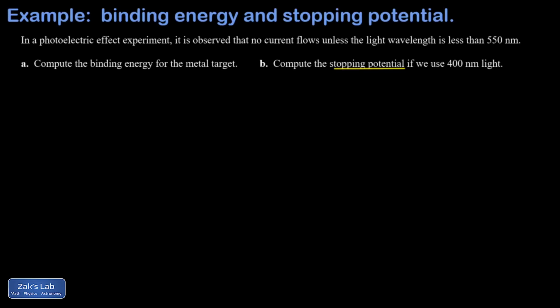In this particular question, we're told that no current flows unless the wavelength of the light is less than 550 nanometers. So this is without even including a stopping potential. What we've observed is that the minimum energy of a photon required to pop electrons off of this sample corresponds to that wavelength of 550 nanometers. And that energy is called the binding energy for the metal target, or sometimes called the work function. That's the amount of energy spent just in removing the electron from the sample.